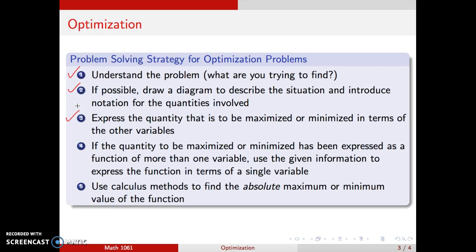Then we're trying to set this up so we can use calculus ideas, and what we've looked at so far is calculus with functions of a single variable. So if we've got multiple variables floating around, we need to put it all in terms of one variable, and you're going to be able to do that with some of the information given to you. This given information is often called a constraint.